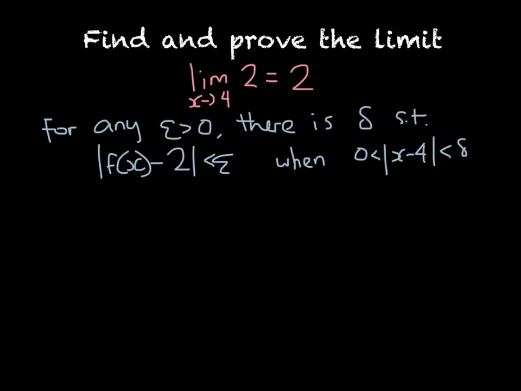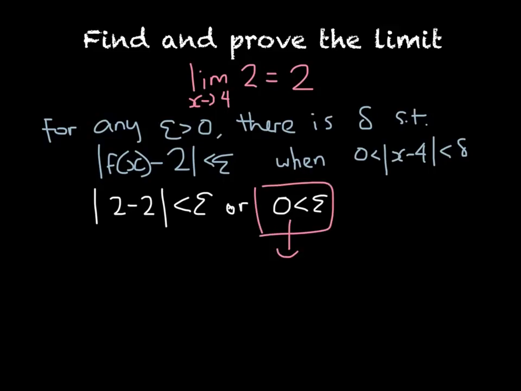Now what we can do here is plug in our value for f of x, and so that just becomes the absolute value of 2 minus 2 less than epsilon, or 0 is less than epsilon. So this means that for any epsilon that's greater than 0, this holds true. So we can choose any delta we want, and our definition of the limit will still be satisfied.